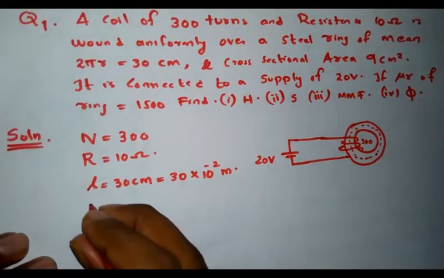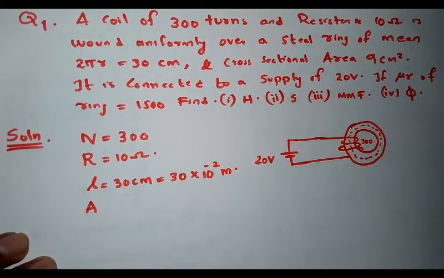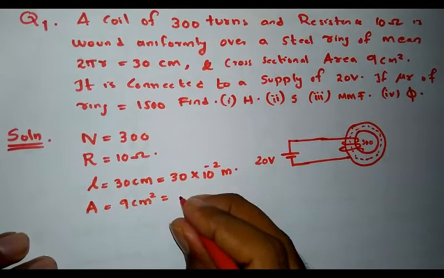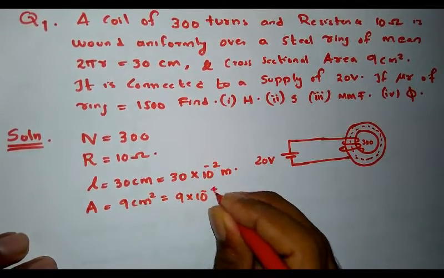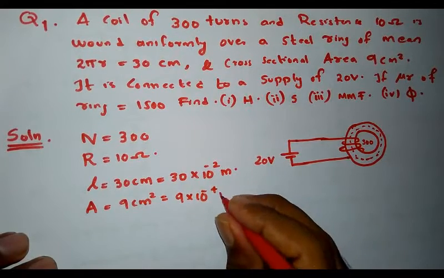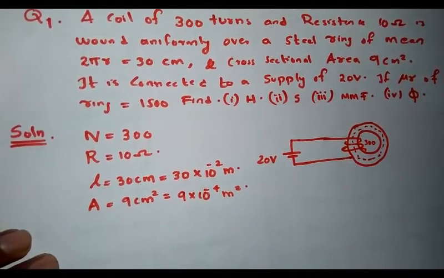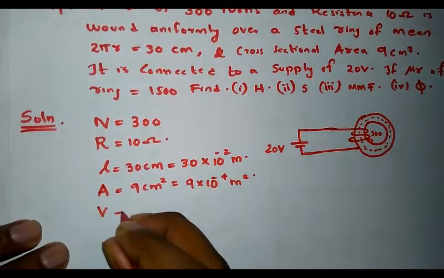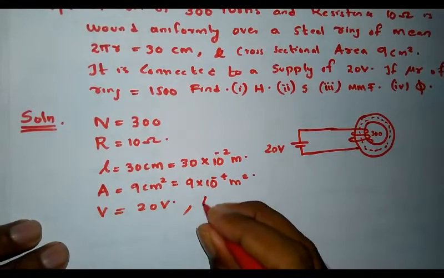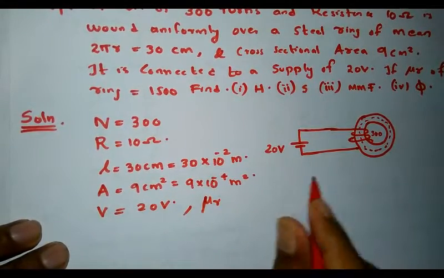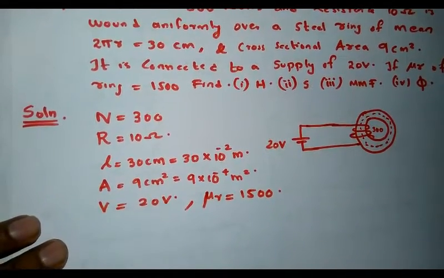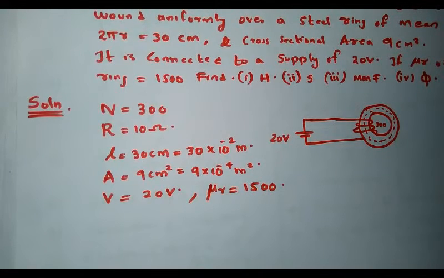And the next parameter, the area of cross section of the coil, A, is given as 9 centimeter square, that is equal to 9 into 10 to the power minus 4 meter square. Also, the supply voltage V is equal to 20 volt and mu r of the material, the steel ring, is 1500. So these are all the parameters given. The first quantity I have to determine is the magnetizing force.